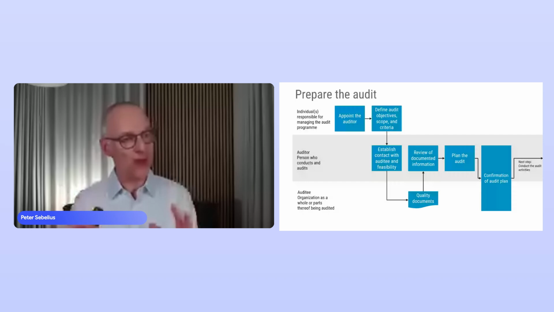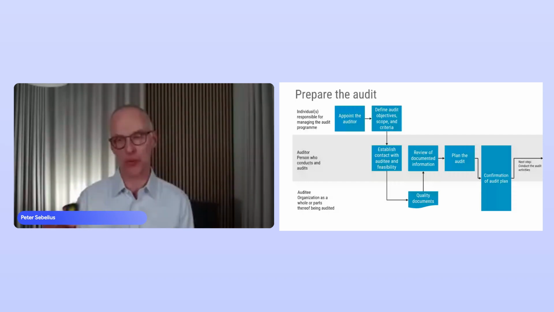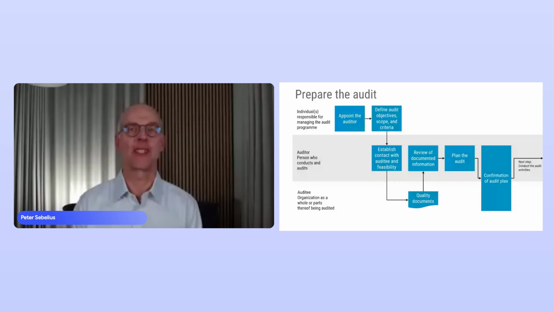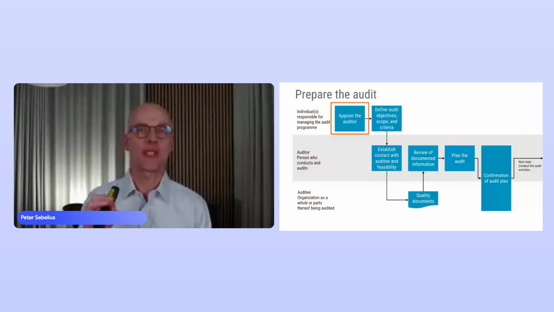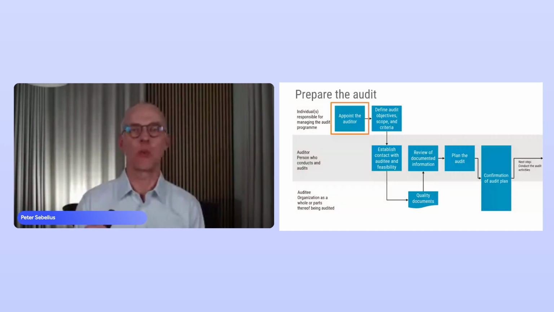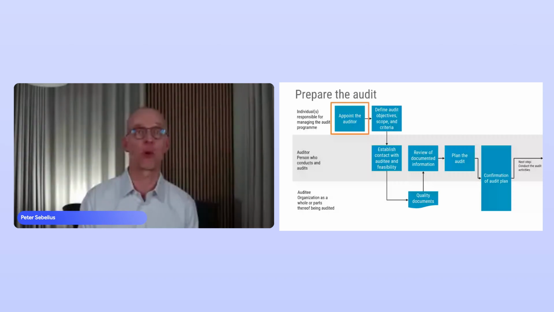So now I'm jumping into the more granular audit process, and we're going to have a look at this one and go through this and a few more during this webinar. Now you can see on the left-hand side that I've included who is responsible for which tasks, so you can see it in these swim lanes. The first step in preparing the audit is to appoint an auditor, and as the swim lane points out, this should be done by the individual responsible for the audit program or the audit client if there isn't an audit program. And the next step is to define the audit objectives, scope, and criteria.